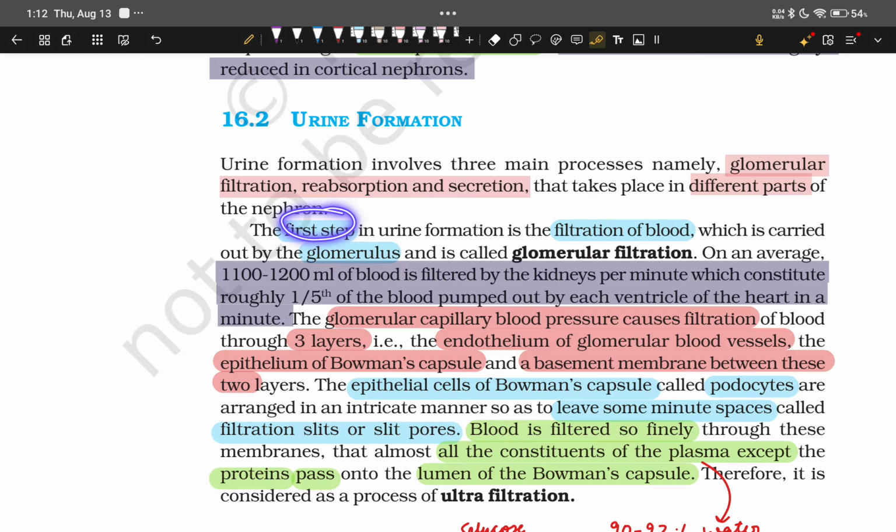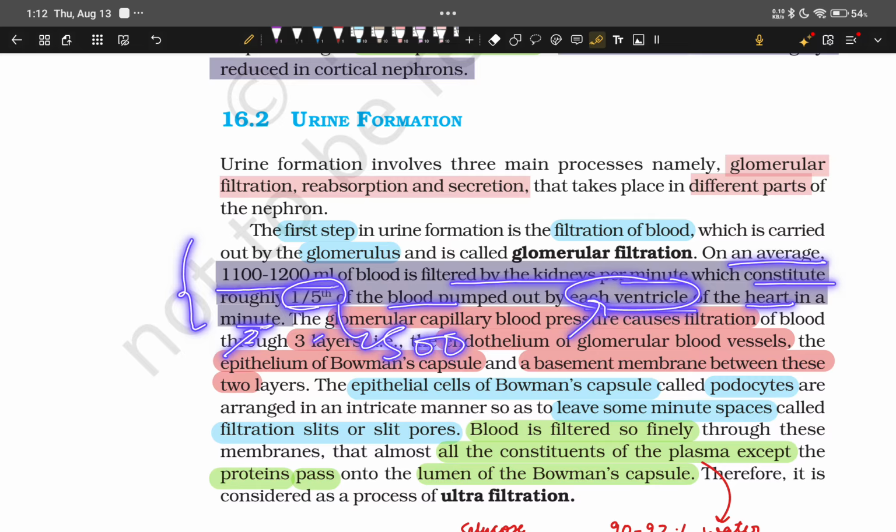Now the first step in urine formation is filtration of blood, which is carried out by the glomerulus, therefore it is called glomerular filtration. This is a very important statement that on an average 1100 to 1200 ml of blood is filtered by the kidney per minute, which constitutes 1/5 of the blood pumped out by each ventricle in the heart in a minute. So each ventricle in 1 minute pumps how much? 5000 ml of blood, and this is approximately 1/5 of the 5000 ml of blood which is pumped by each ventricle in a heart.